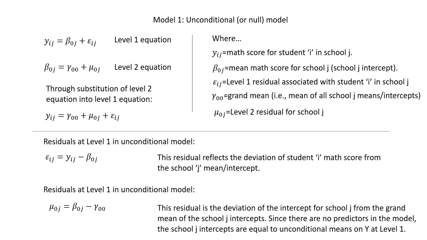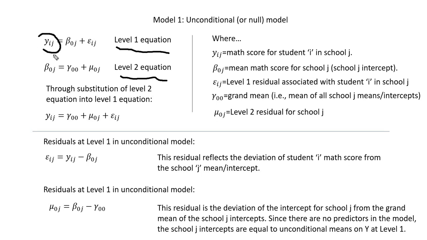For the first model that we're going to test, it's basically an unconditional or null model. What this means is that we don't have any predictors included at level 1 or level 2. We have equations laid out for each level of the data hierarchy, a level 1 equation and a level 2 equation. The level 1 equation models variation within schools on the outcome variable, and the level 2 equation is trying to model variation between schools in terms of math achievement.